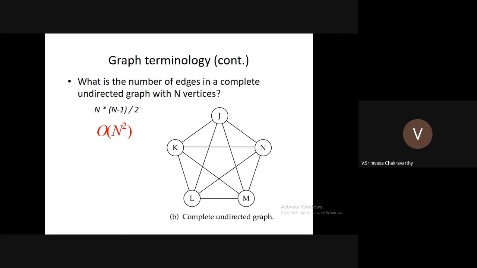Whereas in a complete undirected graph, if you count it the way you have done before, at n into n minus 1, you can see that each edge is considered twice, going from A to B and B to A, which is not okay. So you have to divide this number by half, so n into n minus 1 by 2. That's the total number of edges in an undirected graph with n vertices. So here also the number of edges is order n square.